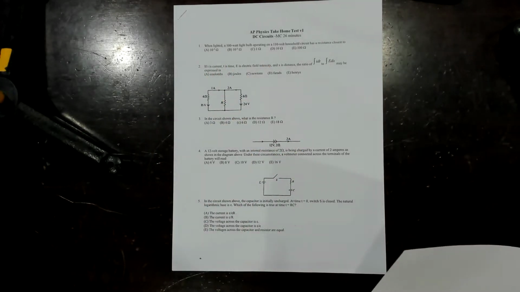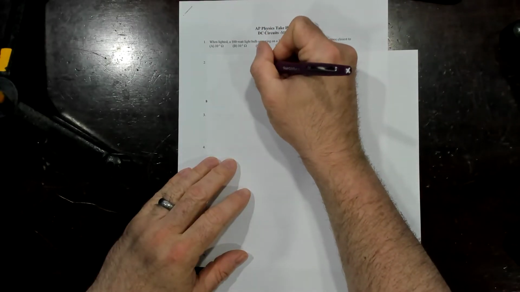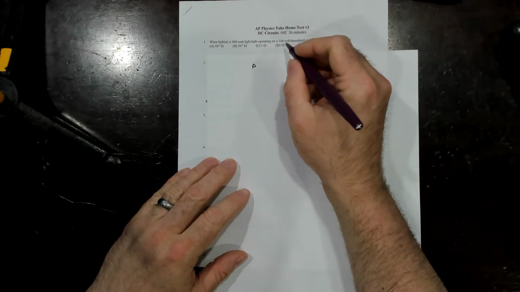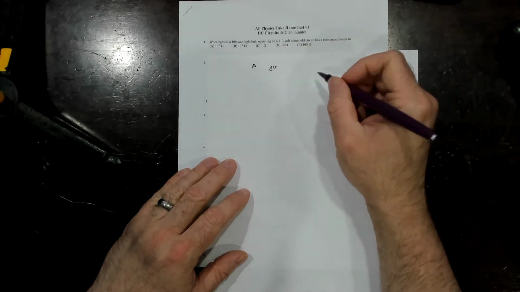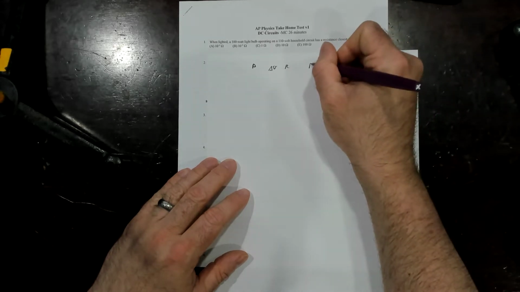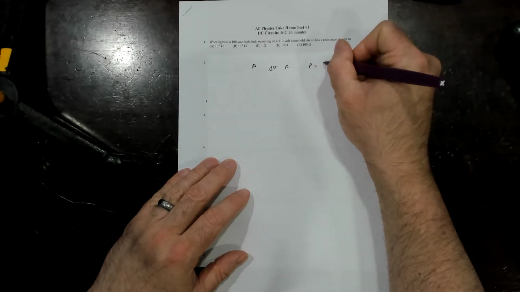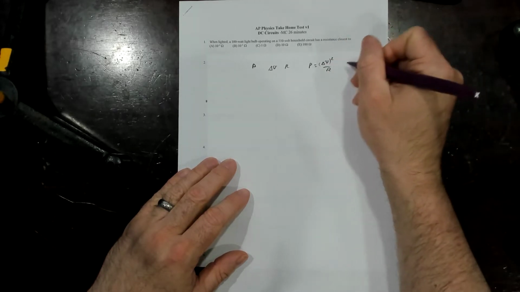So I'm just going to think about that as being a 100-watt light bulb on a 110-volt circuit. So you're saying, hey, 100 watts, that's my power, right? And you say 110 volts, that's my delta V. And we're trying to find resistance. I know that power is delta V squared over R.